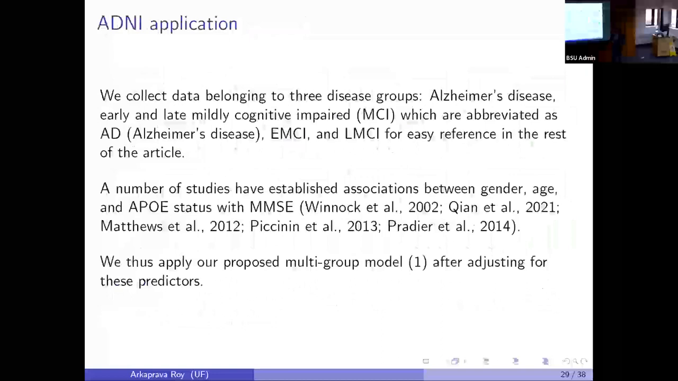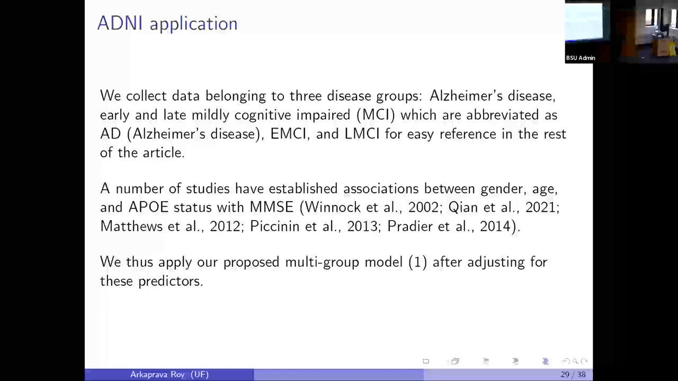Okay, now the ADNI application. As I already mentioned, there are three clinical groups that we use, AD, EMCI and LMCI for easy reference. And there are a number of studies which showed association between MMSE score with APOE status, age and gender. So we decided to adjust for the overall effect of these predictors first and then do the group specific model.